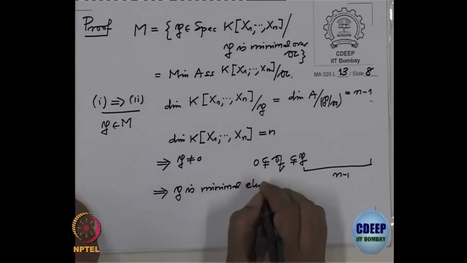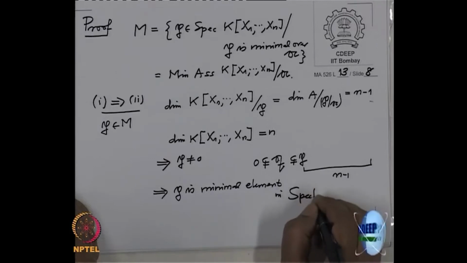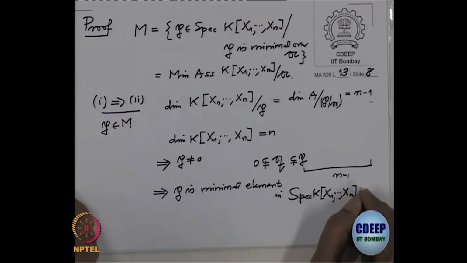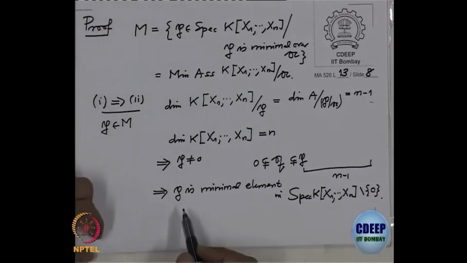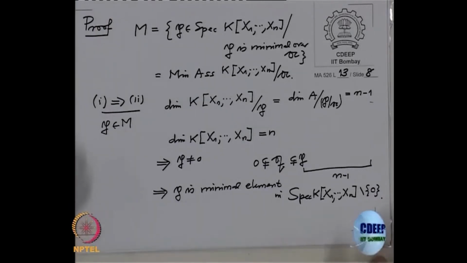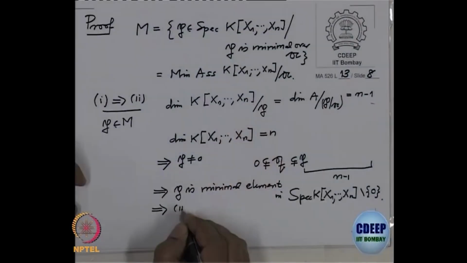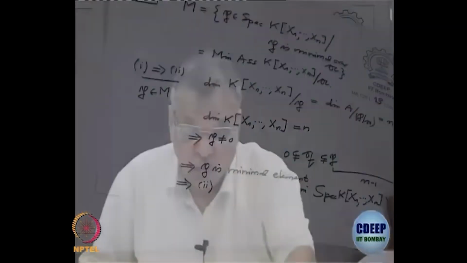element in Spec of k[x1, ..., xn] minus 0. That is the meaning of the second statement, that the minimal element here is minimal among non-zero prime ideals of this. So, that is 2. So, that proves 2. So, 1 implies 2 we have proved. Now, let us prove 2 implies 3.